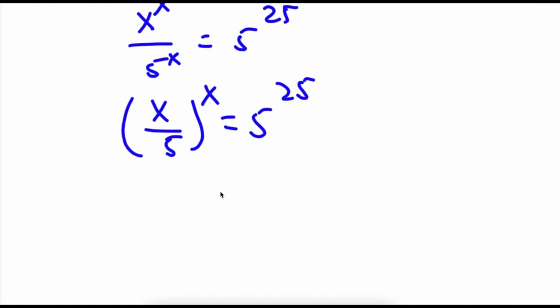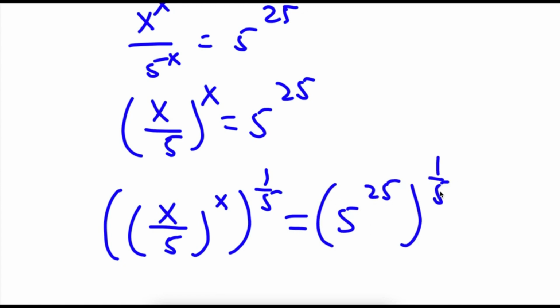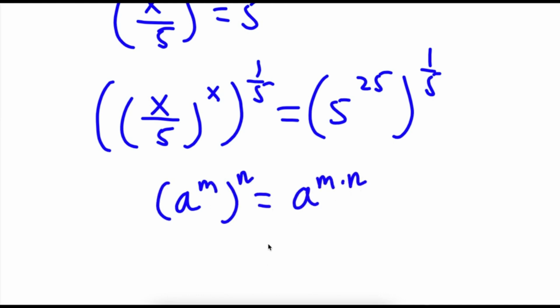Now, if I take the power of 1 over 5 on both sides, I get x over 5 to the power of x to the power of 1 over 5 is equal to 5 to the power of 25 to the power of 1 over 5. Now, if I have something in the form a to the power of m to the power of n, this is equal to a to the power of m times n.